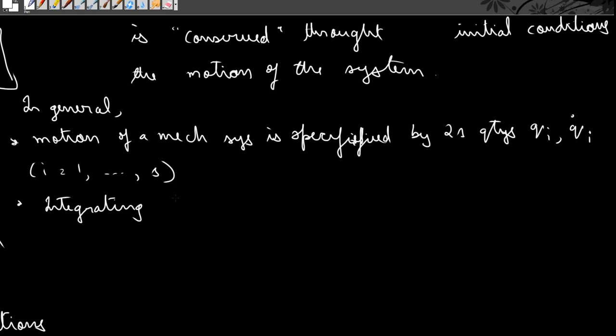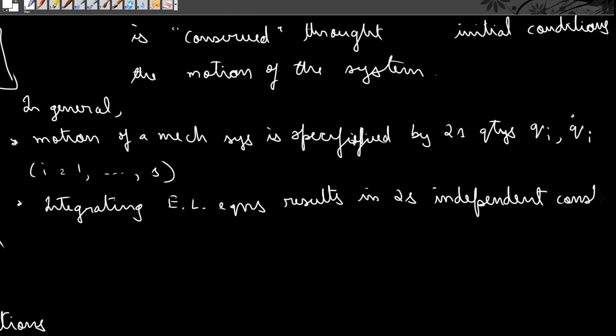So integrating the Euler-Lagrange equations results in 2s independent constants, C1 to C2s. All of these are independent because the value of one of these constants doesn't determine the value of the other. All of them are completely determined from the initial conditions and not from each other, and therefore they are independent constants, right? These constants are basically the integration constants, right?